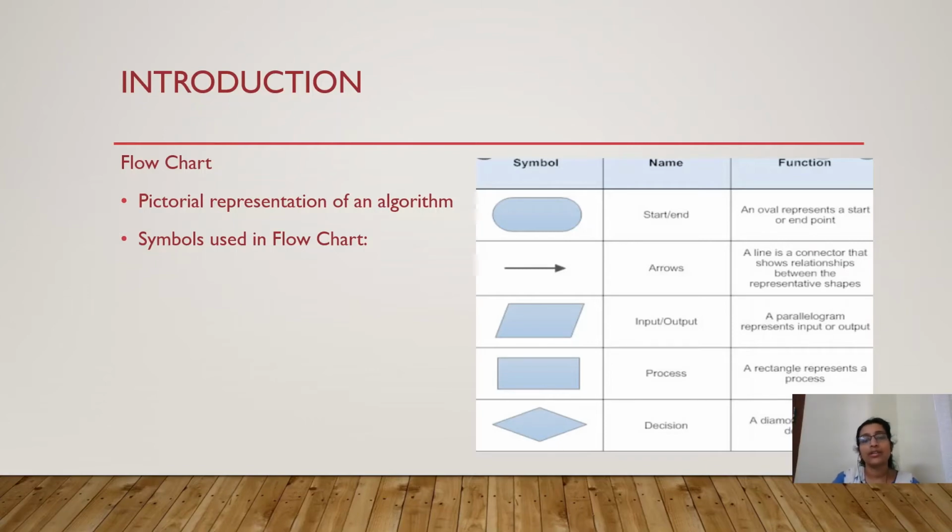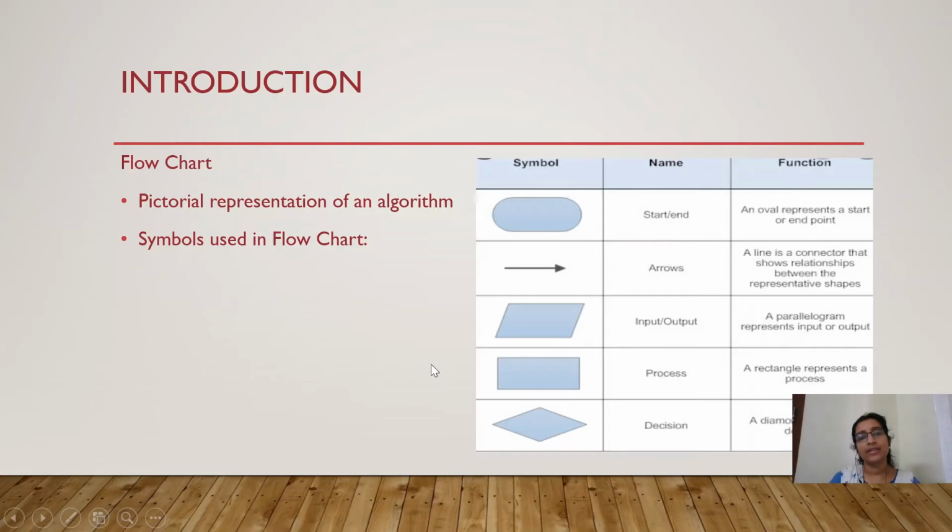Now we can see what symbols are used in a flowchart. The first symbol is the oval, which is used for start and stop. The arrows are used for showing the connections. Input and output are given in a parallelogram. The rectangle is used for calculations; if there is any calculation, we can write it inside the rectangle. If there is decision making, such as whether a condition is true, we use the diamond symbol. So these are the symbols used in a flowchart.